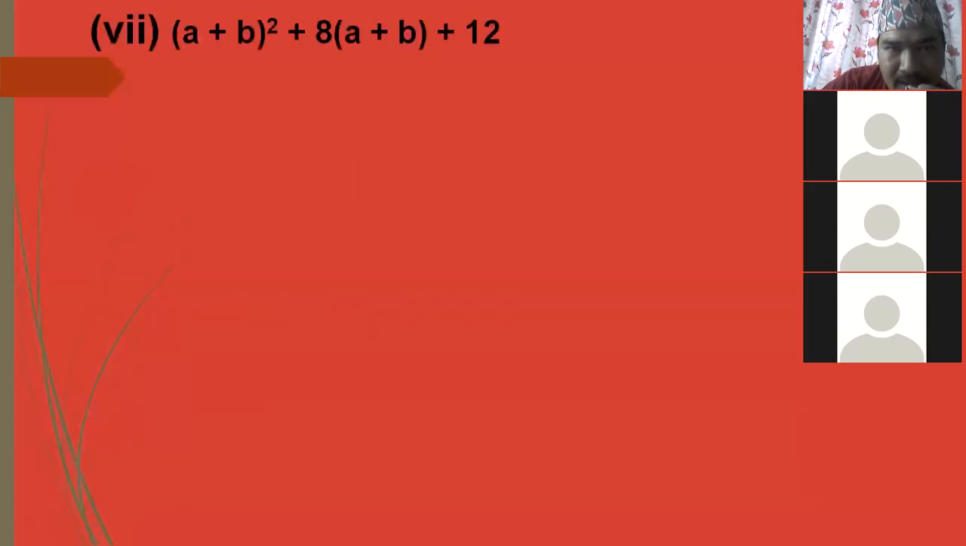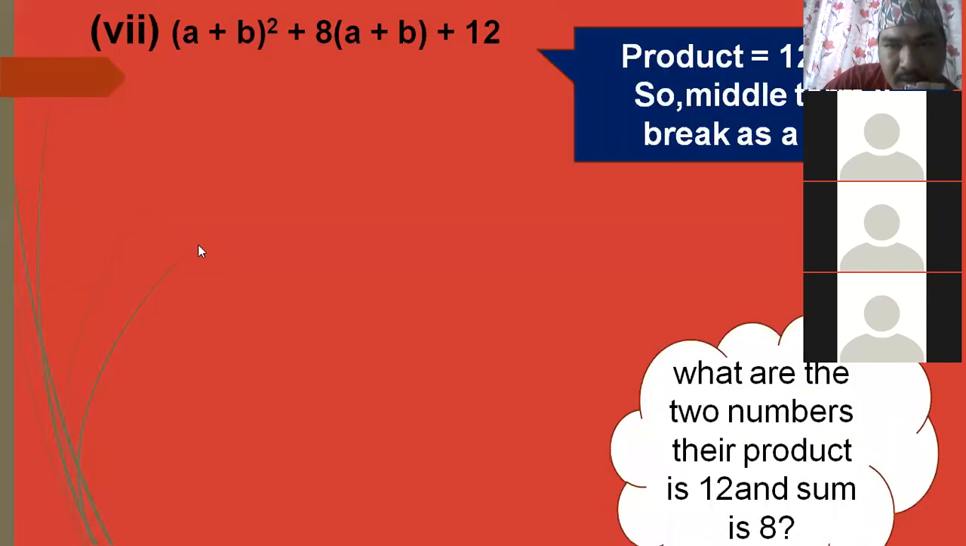Now I am showing here the next question. It looks a bit longer. That's why students become confused. I look here, but it's easy. Same, it's also we have to do middle term break. This A plus B whole square plus 8 into A plus B plus 12. We have to bring 8 by adding and by multiplying 12. What are those two numbers? 6 and 2, okay.